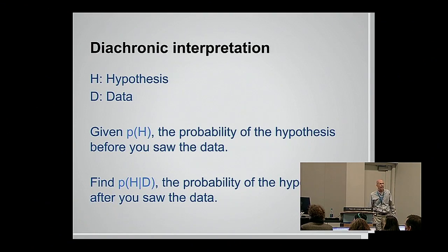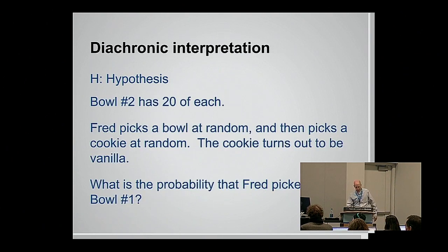Another way to think about it, and this is the foundation of Bayesian statistics, is the diachronic interpretation of Bayes' theorem. Diachronic means through time. And the idea is that you have a hypothesis, and before you see any data, you have some belief about that hypothesis, or a probability for that hypothesis. So P of H is the probability of the hypothesis before you see the data. Someone comes along with some new data, D, and you're computing the conditional probability of H after you've seen the data. So that's the diachronic interpretation of Bayes' theorem.